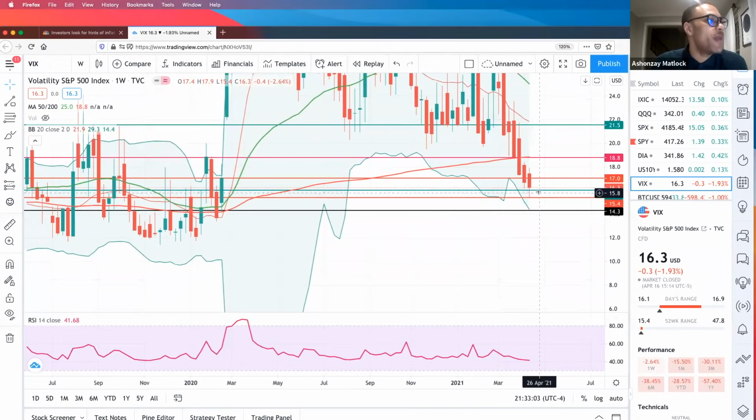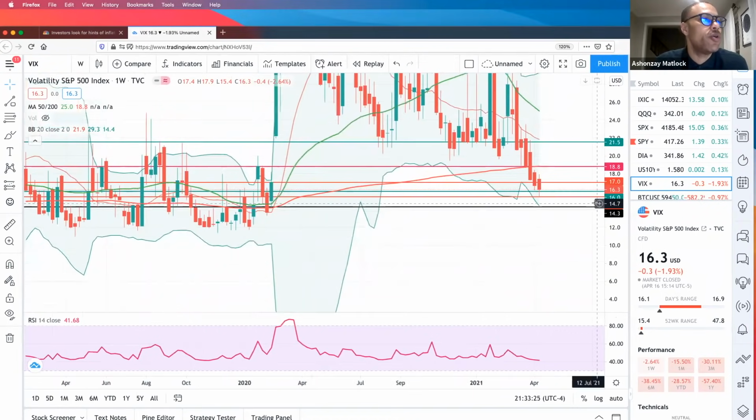So what we'll be paying attention to is we do want it to break 16 and have a nice close below 16, and ultimately push down to about this 14.43. If it does get a little bit of a bounce, the high side that we got to pay attention to is 17, and ultimately could break up to the 18.8, which is where the 200-day exponential moving average is.